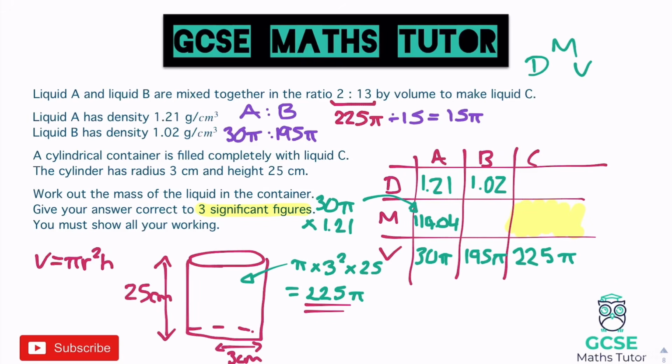And if I do the same for the next one, B there, 195 pi multiplied by the 1.02. Again, that doesn't give me a nice amount of pi, so I'm going to turn that into a decimal again to 5 significant figures. We've got 624.86 to 5 significant figures. And there we go, we can actually just finish this question off now. We can add together those two masses. We don't need to work out the density of C, but we can add together the two masses. And we get 738.9 as our mass there. Now it wants it to 3 significant figures, so we're going to round that to 3 significant figures just to finish it off, and that'll be 739.